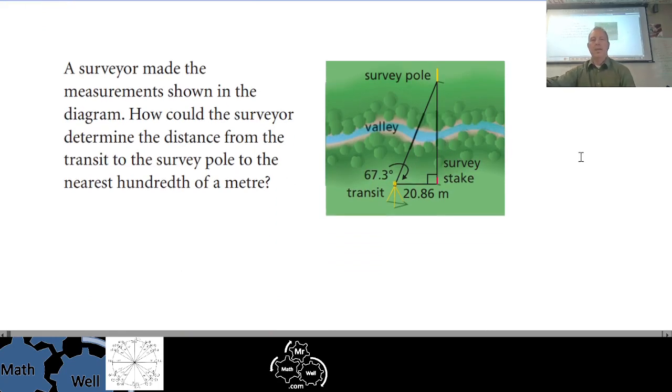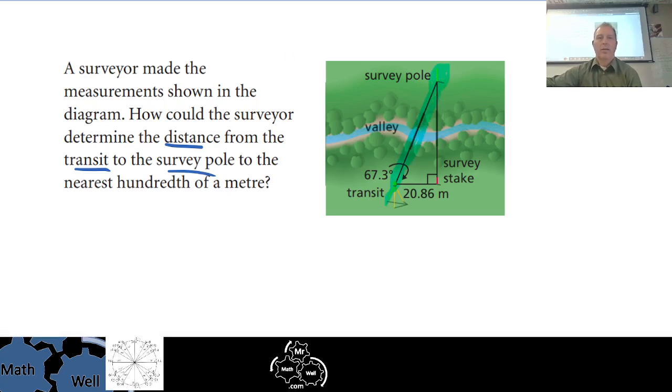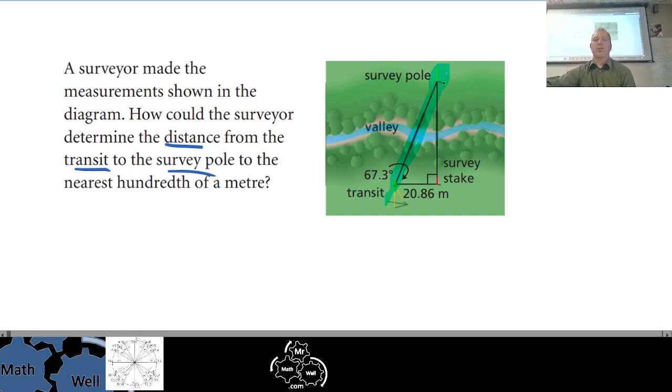Let's do another one. Here's an example, again, another transit survey pole situation. How could the surveyor determine the distance from the transit to the survey pole? So that is this distance here, from the transit to the survey pole. Now you can't probably see that. So what part of the triangle is this that we're trying to find? Hypotenuse. Very good. So we're trying to find the hypotenuse.